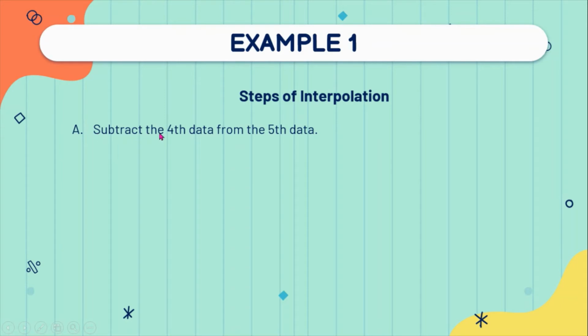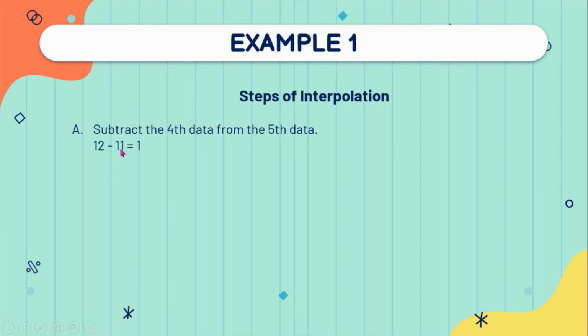First, subtract the fourth data from the fifth data. It's because using the formula, Q sub k is equal to kn over 4 plus 1/2, and we substitute the value of k equal to 1 and n equal to 16, and we get 4.5, and 4.5 is in between the fourth and fifth data.